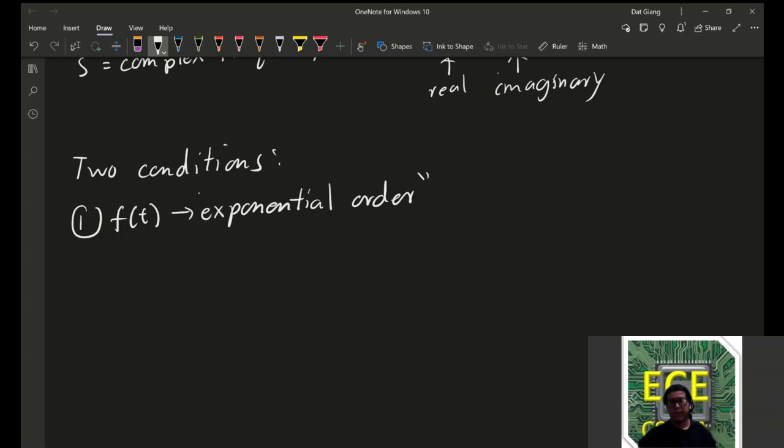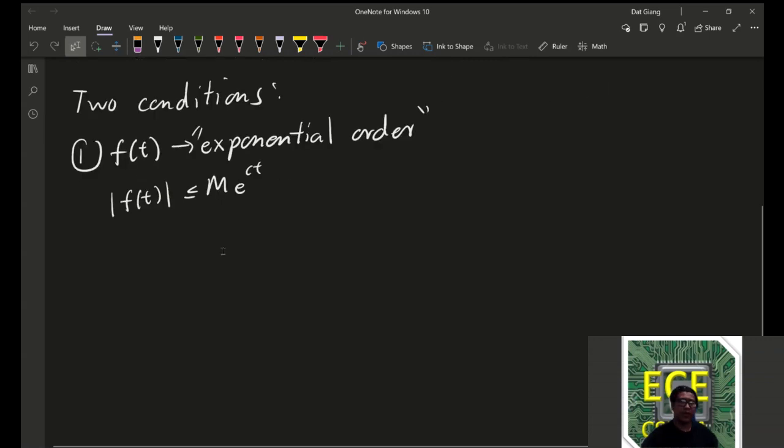Now, what do I mean? Well, exponential order is when your function f of t is bounded by some kind of exponential function given by this relation. So essentially, it cannot be any kind of function which is going to grow faster than an exponential. It has to always be less than an exponential. This gives us a hint as to which Laplace transforms are valid and which ones we can easily say are not valid.